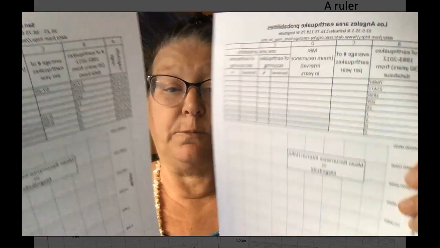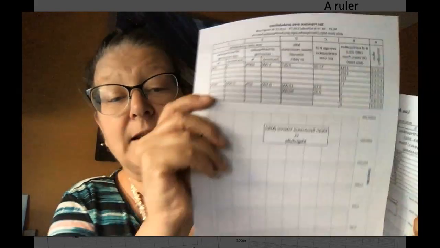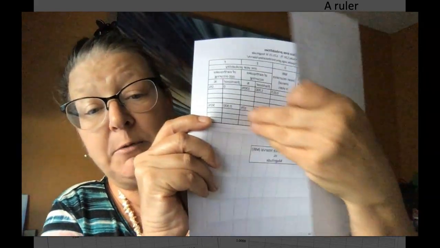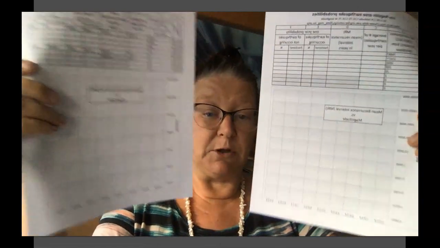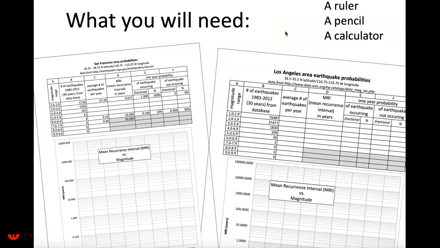You need these 2 pages. One of them says San Francisco on the top and has some data filled into this table here. The other one says Los Angeles on the top. It does not have as much data filled into the top. Otherwise, they look pretty similar. You also need some sort of ruler and a pencil, and you also need a calculator.